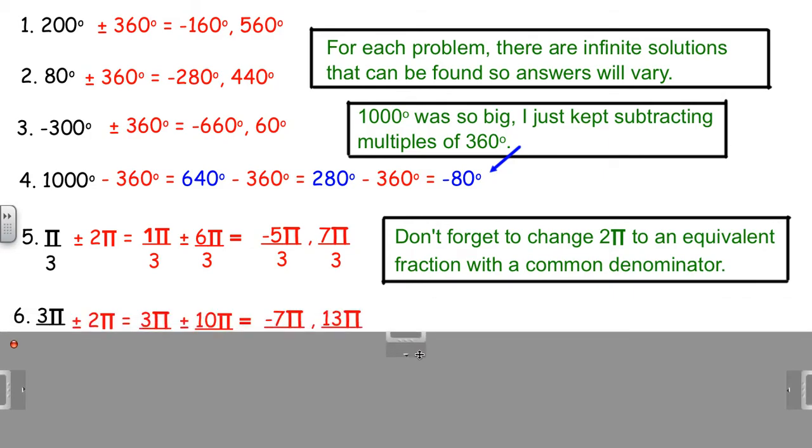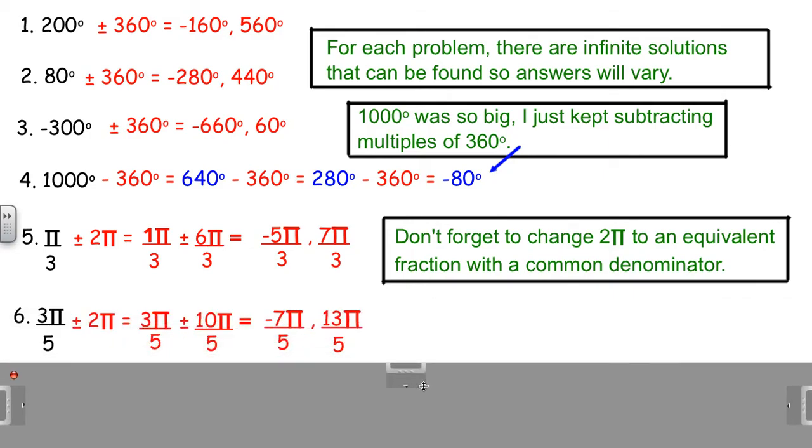So again, don't forget to change 2 pi to an equivalent fraction with a common denominator. And let's look at the next one, because with pi radians, they're always the hardest ones. I'll give you that. All right, so now I got 3 pi over 5. I'm adding plus or minus 2 pi. But because my denominator is going to be a 5, 2 pi times 5 gives me my 10 pi. So 3 pi minus 10 pi is negative 7 pi. 3 pi plus 10 pi is 13 pi over 5. So my negative and my positive.